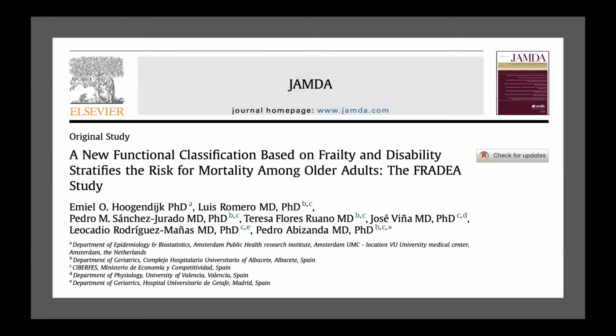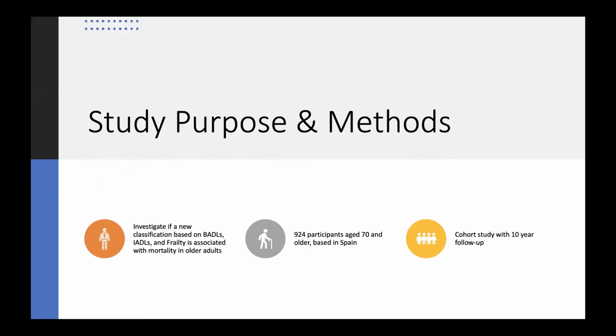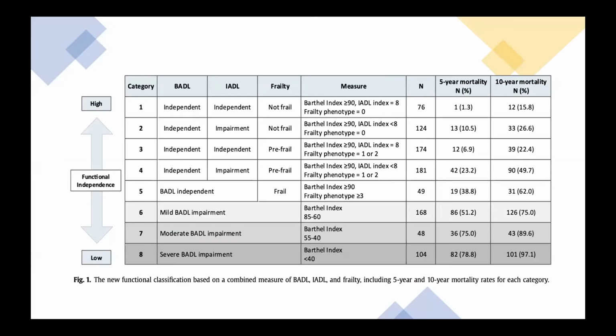So our next paper, I've been calling the FRADEA study, and I'm not sure if I'm saying the acronym right, but it's a new functional classification based on frailty and disability, and it stratifies the risk of mortality among older adults. So this study investigated a new classification that combined the basic activities of daily living, pardon me, instrumental activities of daily living, and frailty, and it associated it with the mortality of older adults. They looked at 924 participants aged 70 and older, and it was based in Spain. It was a cohort study with a 10-year follow-up. So they were able to get some useful and very interesting data out of it.